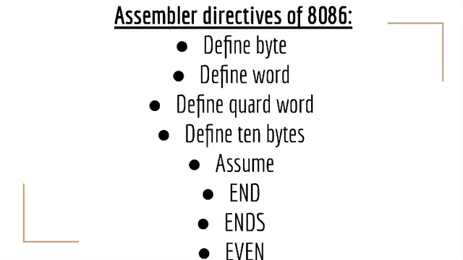Okay. Next we have the even directive. This even directive updates the location counter to the next even address. If the current location counter is not even, it assigns the following routines or variables or constants to that even address. Okay, so this is about the assembler directives of 8086.